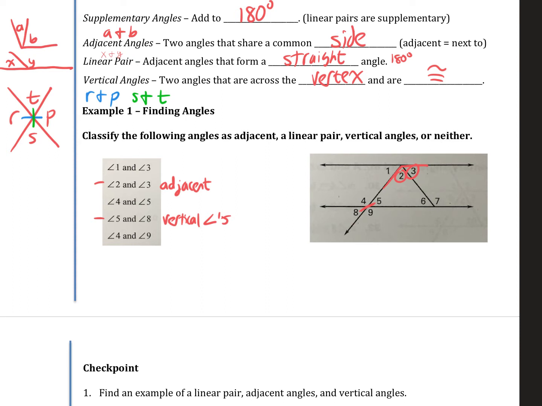Go ahead and pause the video. All right, 1 and 3. Let's use a different color here. We have 1 and 3. Here's angle 1. Here's angle 3. They're not sharing a side. They're sharing a vertex, but are they vertical angles or no?